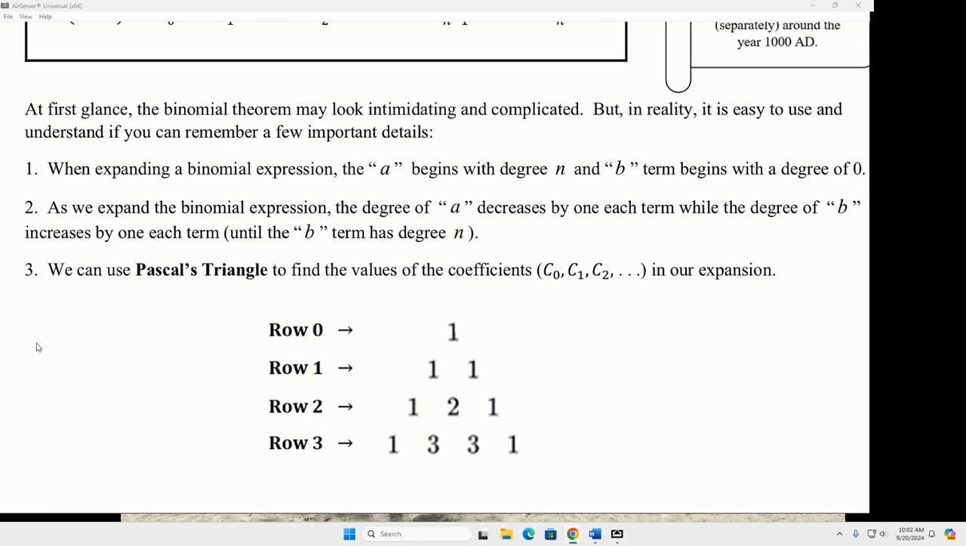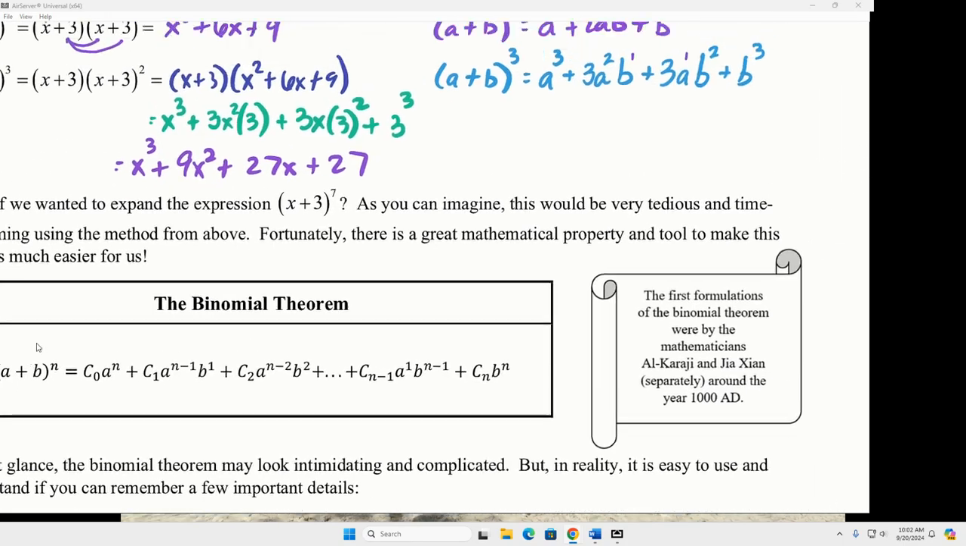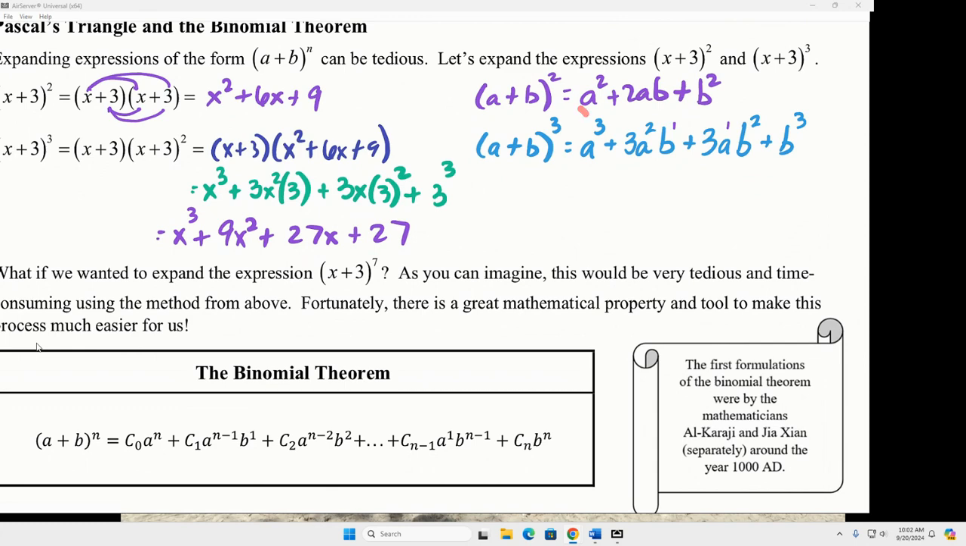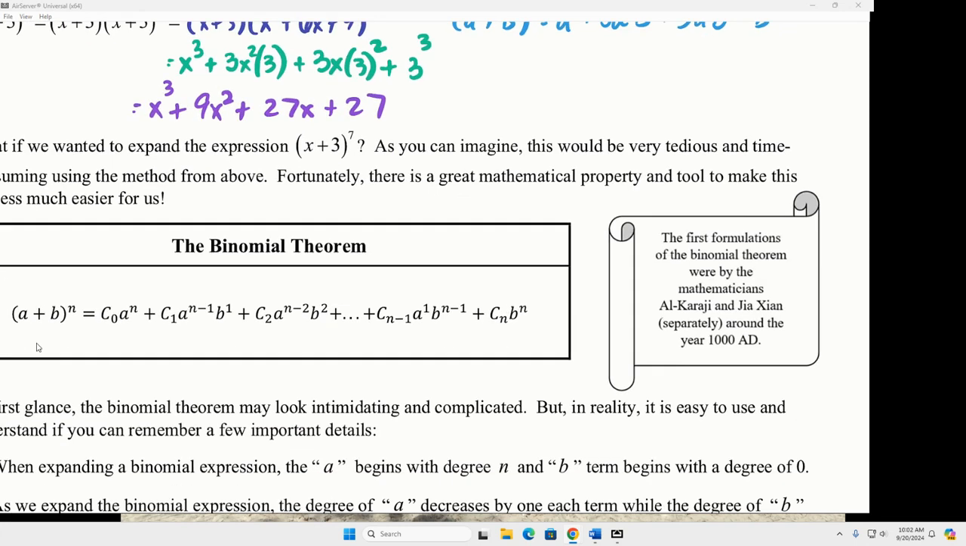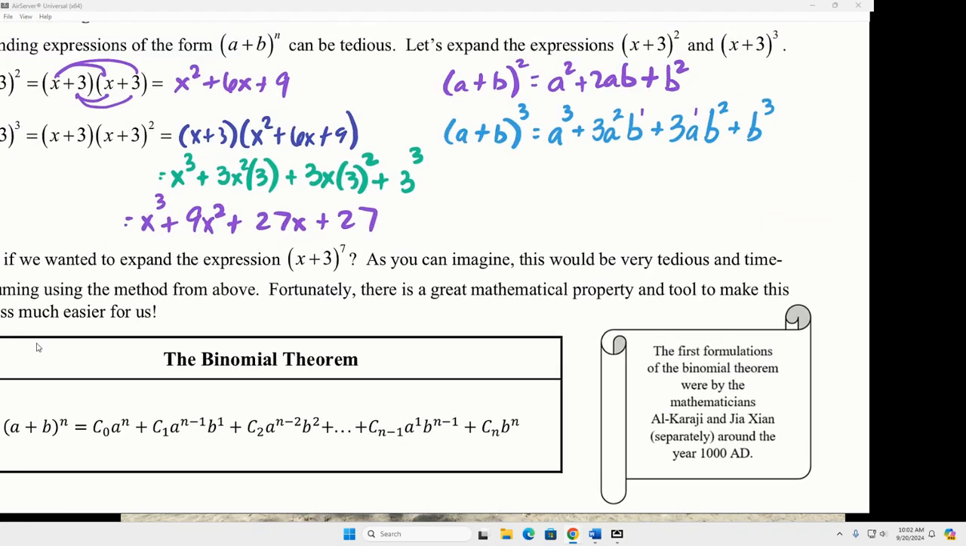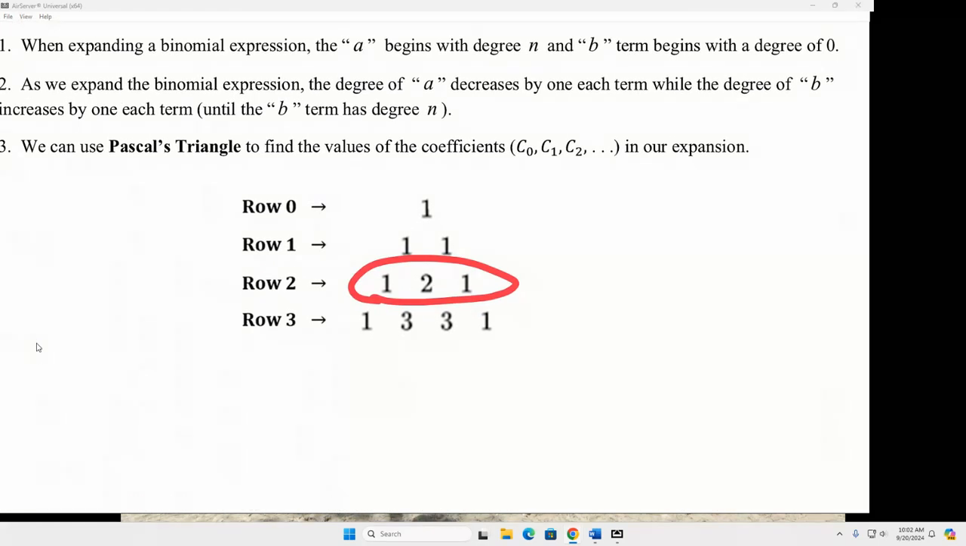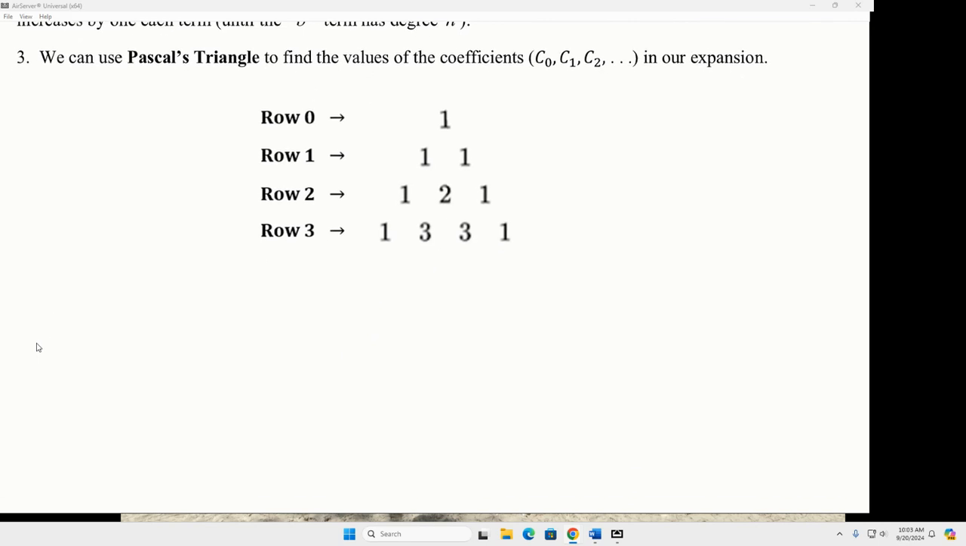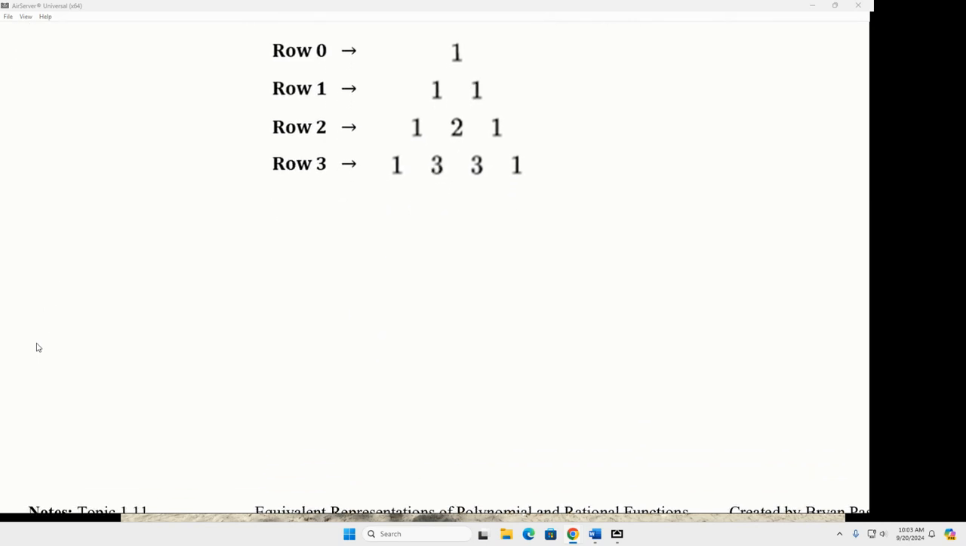And so these numbers, this 1 and 2 that were here, this is a 1, 1, 2, 1, came from Pascal's triangle, 1, 2, 1. And then when we were doing the cube, it's 1, 3, 3, 1. That came from Pascal's triangle also. And so I'm going to show you a couple more rows, and I'm going to see if you guys can figure out what I'm doing, and you'll be able to create Pascal's triangle anytime you want to.